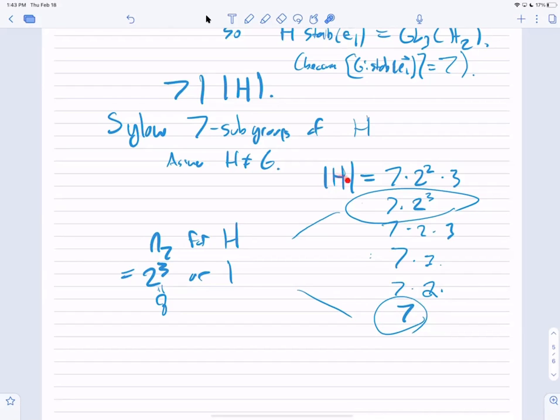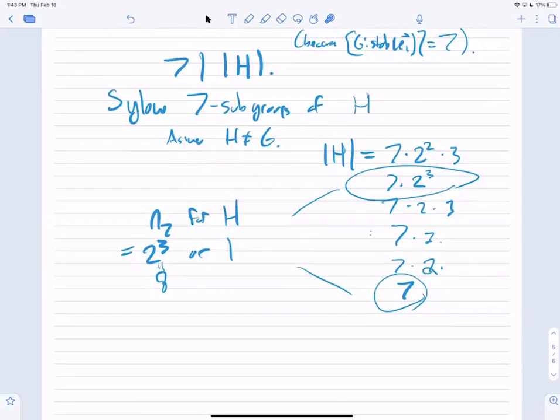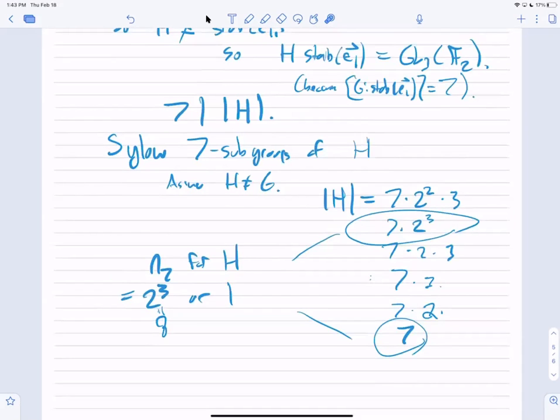So G preserves subgroups of H by conjugation. If there's just one Sylow 7 subgroup of H, then it's preserved by conjugation of all of G. So if there's one Sylow 7 subgroup of H, then there's only one Sylow 7 subgroup of all of G. Then this would actually be a normal subgroup of our whole group, GL3 of F2. That would be bad. We're trying to rule out this possibility.